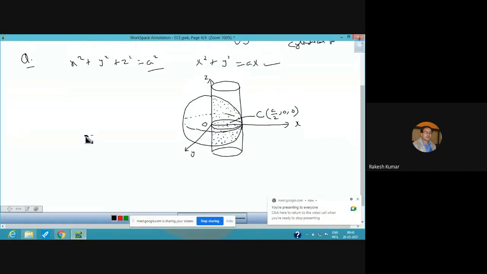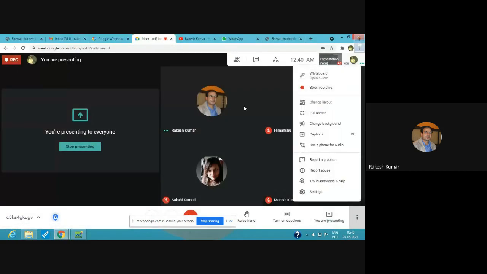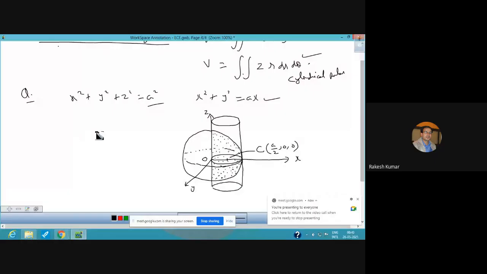Now let us come again. The portion will be like this. Now the portion of the sphere which is lying inside the cylinder is shown shaded in this figure. Clearly this portion of the sphere is 4 times the volume in the positive octant. Now you just see, if we see the positive octant, this is lying in this.